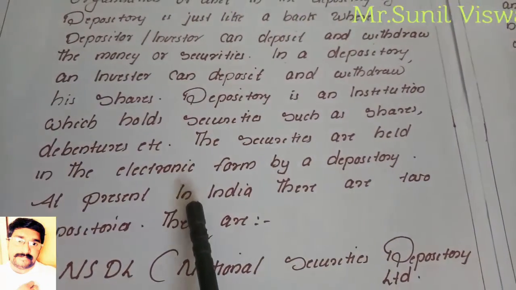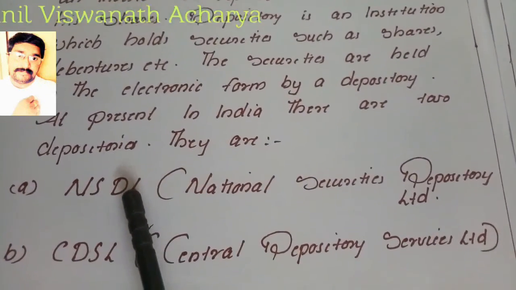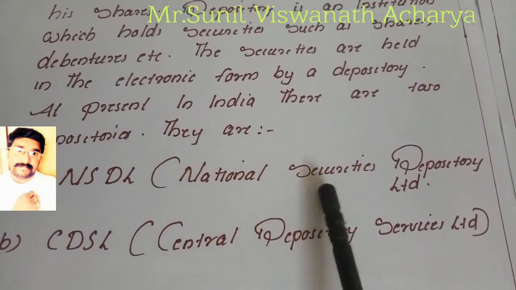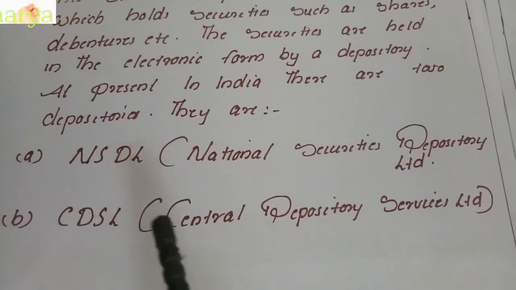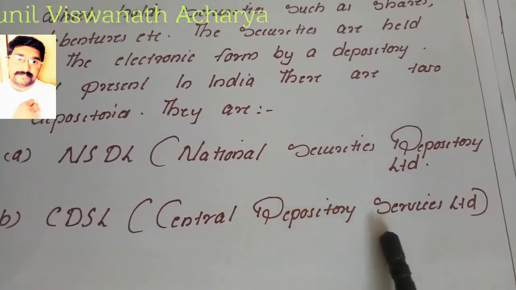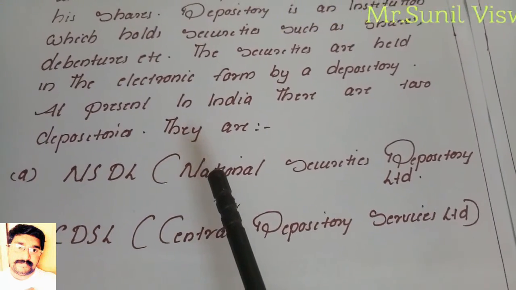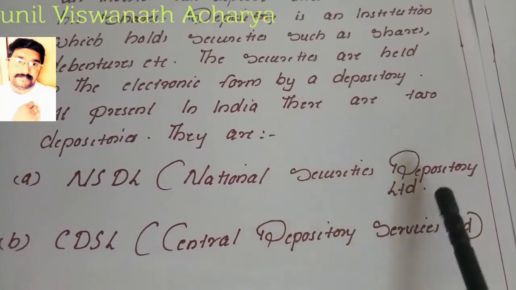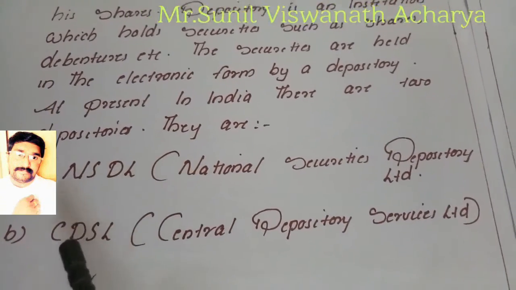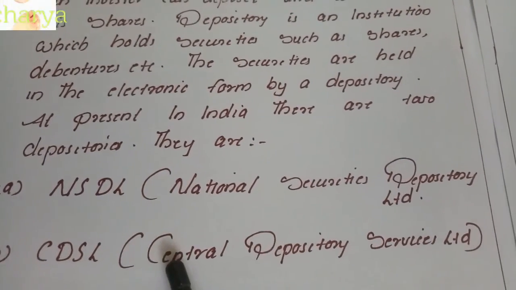In our country there are two depositories. One is the National Securities Depository Limited, or NSDL, and the other is Central Depository Services Limited, or CDSL.